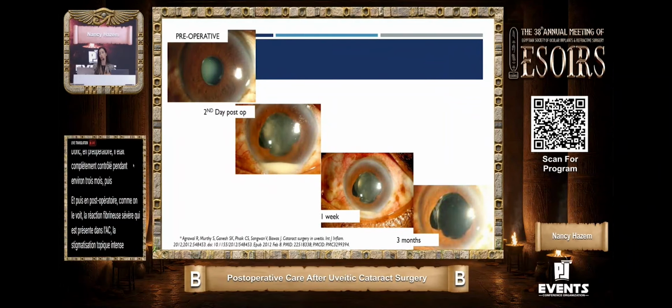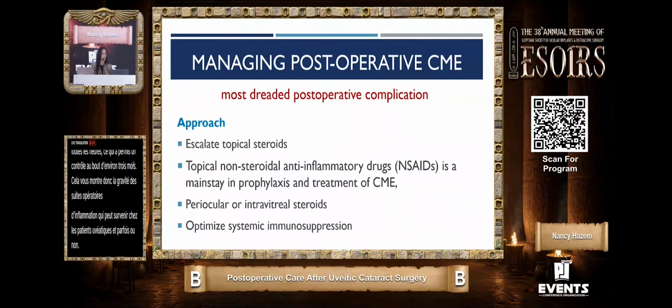So this shows you the severity of the post-operative inflammation that can occur in uveitic patients, and I usually keep my fingers crossed until the inflammation calms down completely.